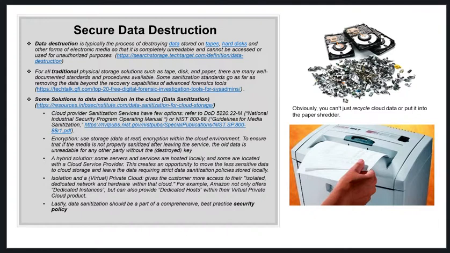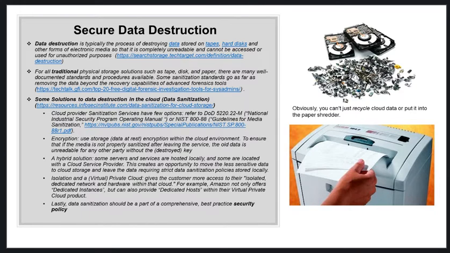Also, isolation and virtual private cloud. This gives a customer more access to their isolated, dedicated network and hardware within the cloud. Say, for example, Amazon not only offers dedicated instances, but they can also provide dedicated hosts within their virtual private cloud. And lastly, data sanitization should be part of a comprehensive best practice security policy.